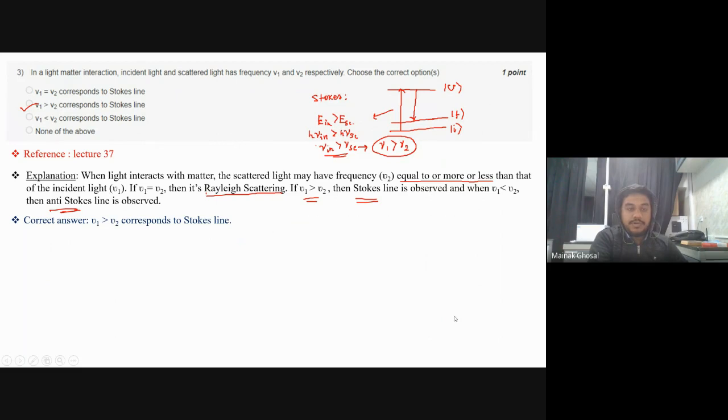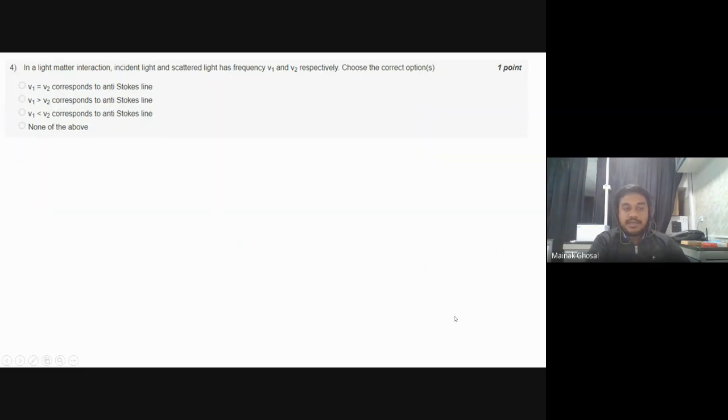Okay, so I'm going to the next question. In a light matter interaction, incident light and scattered light have frequency nu1 and nu2. So you have to choose the correct option. The same question, but in the previous question it was asked about Stokes line, and now you have been asked about anti-Stokes line. I'm just drawing this for anti-Stokes line.